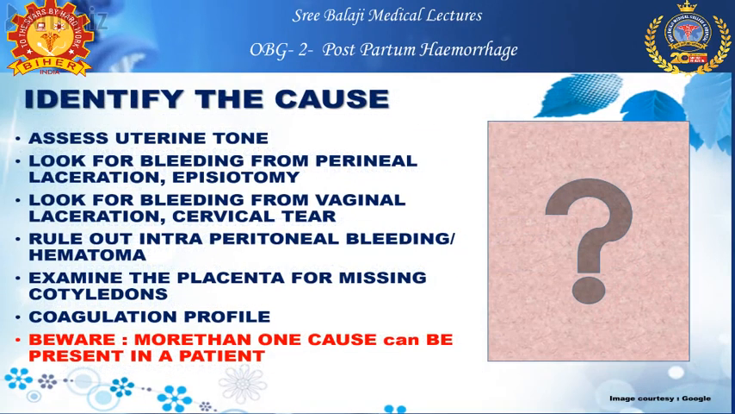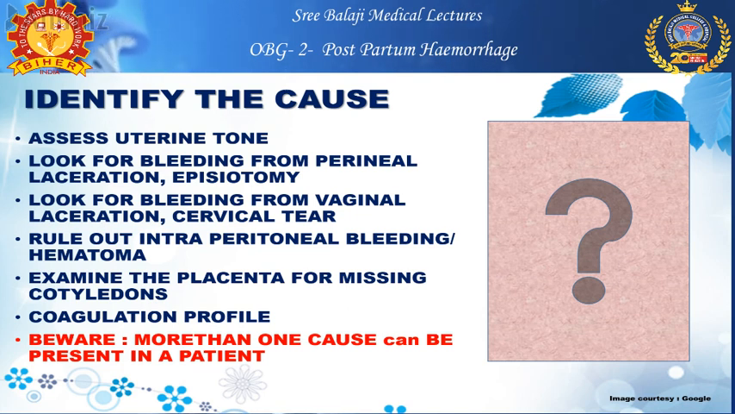Identify the cause. Assess the uterine tone. Look for bleeding from perineal laceration, episiotomy. Look for bleeding from vaginal laceration, cervical tear. Rule out intraperitoneal bleeding or hematoma. Examine the placenta for missing cotyledons, and coagulation profile is to be done.